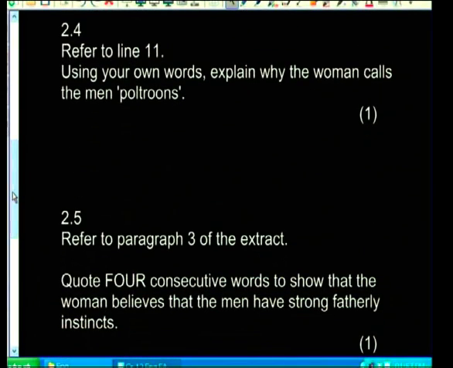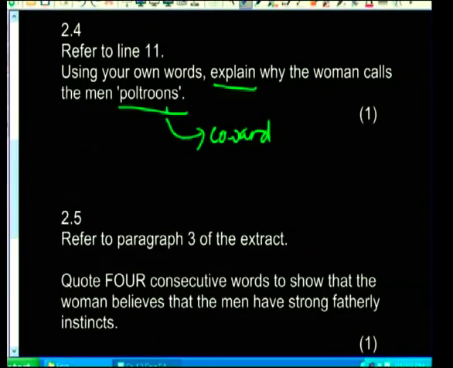2.4, refer to line 11. Using your own words, explain why the woman calls the men poltroons. So you've got to explain why she calls them poltroons. And I told you that poltroons refers to someone who's a coward. Do you think that she's justified in calling them cowards? How would you react if you were placed in a situation like that? Would you defend someone that you didn't know? These are all moral issues and questions that you need to ask yourself. What answer do you expect?